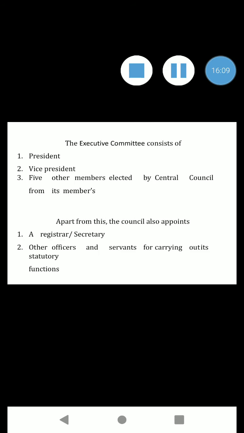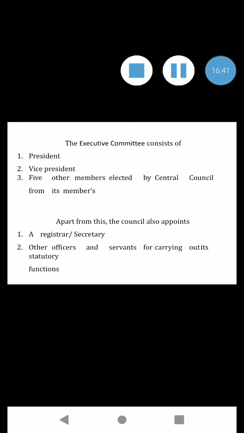Okay, then we see the executive committee. For the efficient administration of the Pharmacy Act, the Pharmacy Council of India constitutes a committee known as the executive committee. It contains the president, vice president and five other members, who are elected by the central council from its members, that is the PCI members.